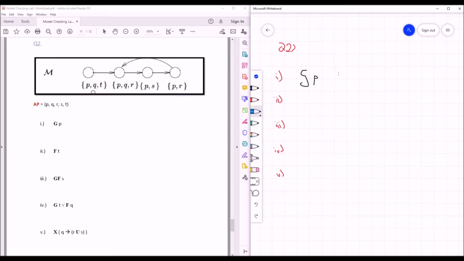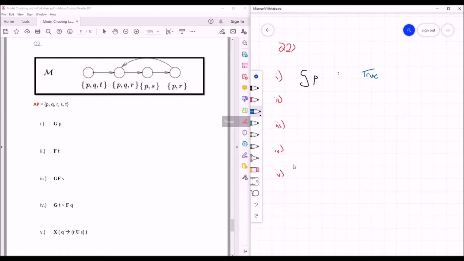In state 1, P is true. Correct. In state 2, P is true. Correct. In state 3, P is true. Correct. In state 4, P is true. So, in every state in our model, P is true. The atomic proposition is true. You can assume, let's say here P, Q, and T, that all these are true, you assume anything not here is false. So in this case, S and R would be false for state 1, and so forth.